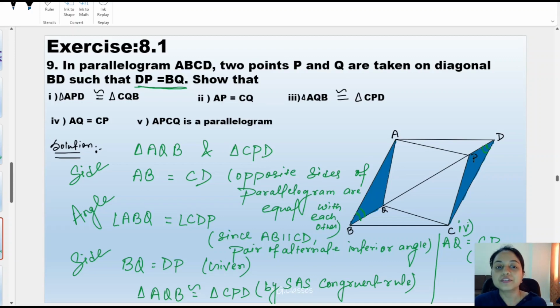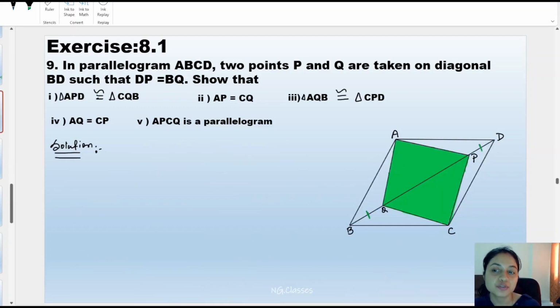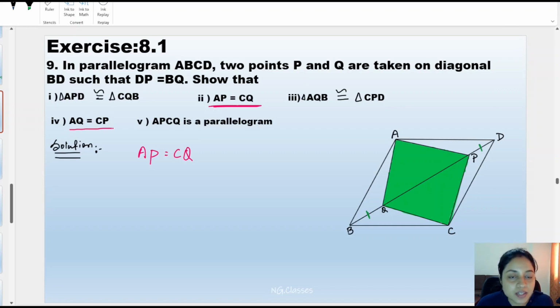Let's move to part 5. Part 5 says show that APCQ is a parallelogram. Now here we have to show that the green quadrilateral, that is APCQ, is a parallelogram. We have already proved that AP is equal to CQ, that is part 2, and we have also proved that AQ is equal to CP. These two we have proved already.